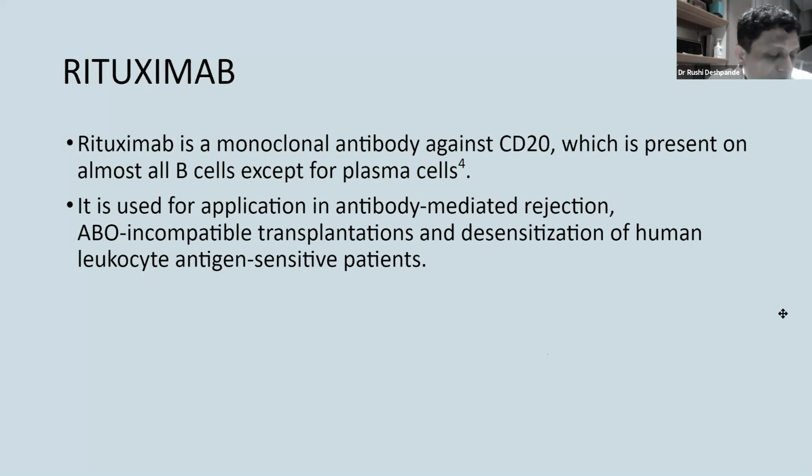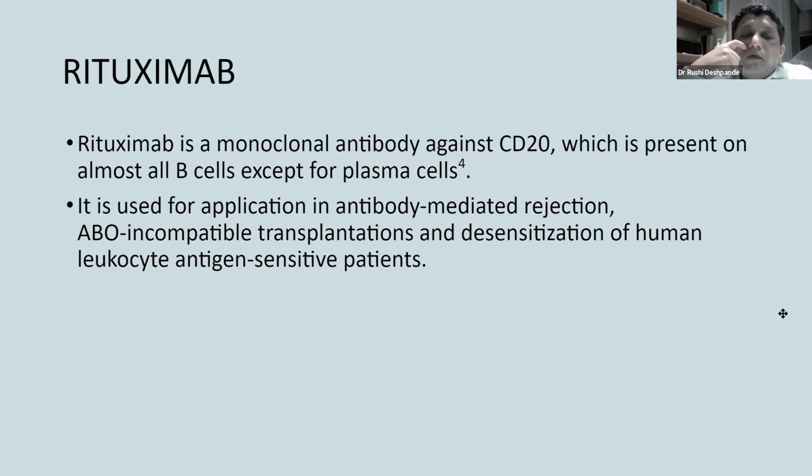So where is the indication for using rituximab? When your patient has an antibody mediated rejection, AMR, whether it is acute, definitely chronic, there is also a role for decreasing the antibody mediated rejection. ABO incompatible transplant, like I shared with you, we would use it to reduce the formation of the anti-blood group antibodies, and for desensitization of HLA sensitized patients.